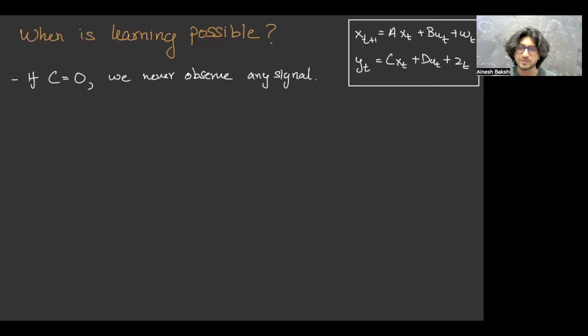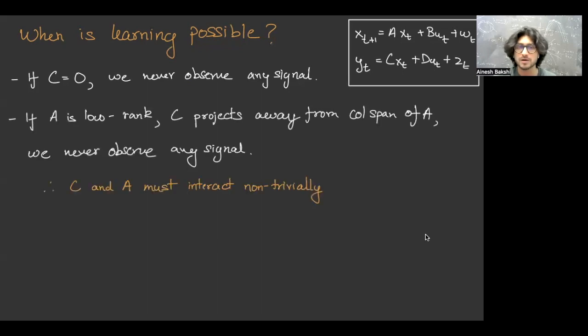To get some intuition about this problem, let's consider some natural settings of parameters and figure out when learning is possible. To begin with, let's consider the setting where the C matrix is the zero matrix. Then we never observe any signal since the x_t term is always zeroed out. So we cannot hope to learn the dynamics A in this setting at all.